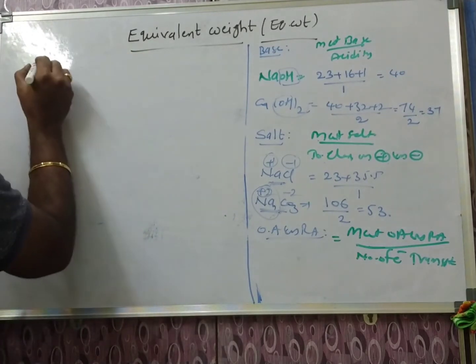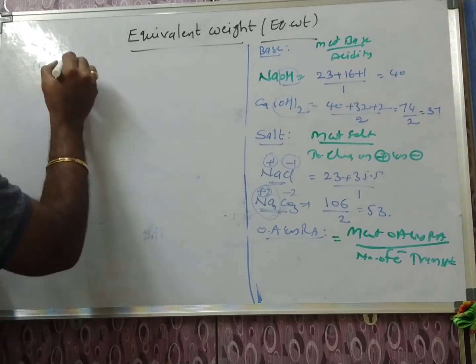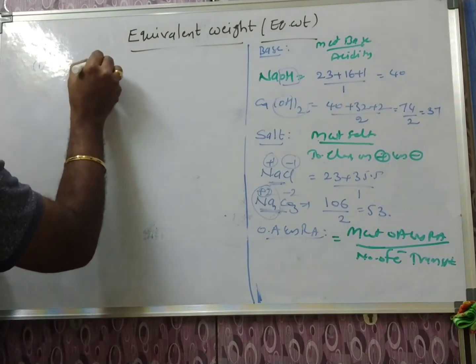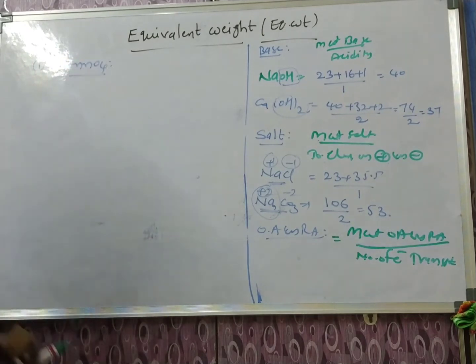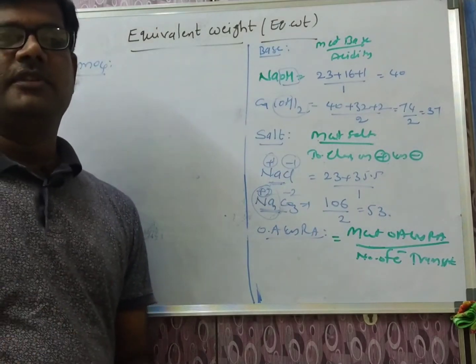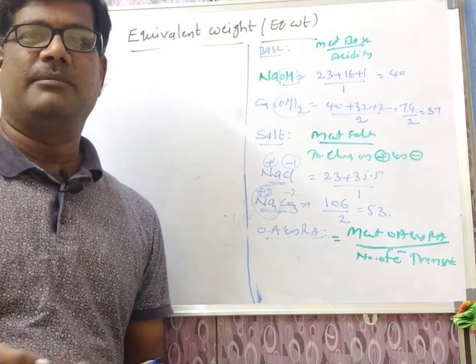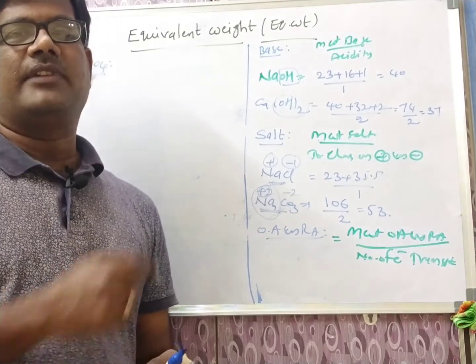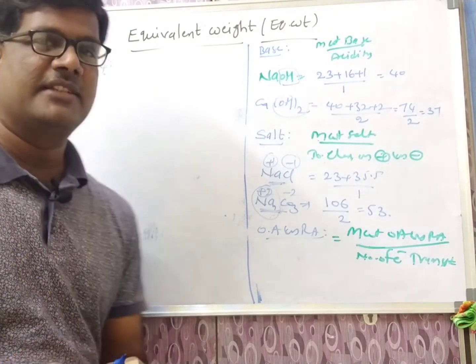I am taking a good oxidizing agent, for example KMnO4. It acts as an oxidizing agent in acidic media, basic media and neutral media. The equivalent weights will be different. This is very important for the EAMCET examination.